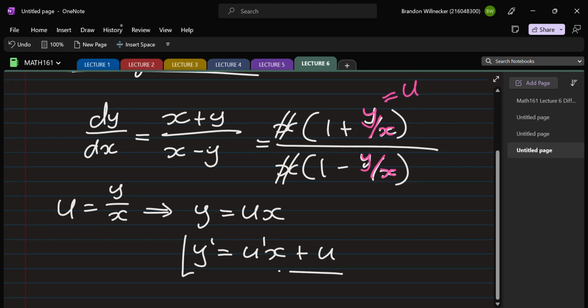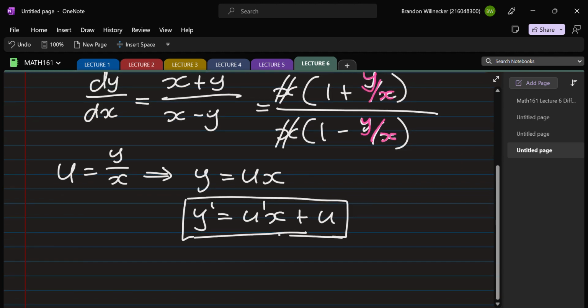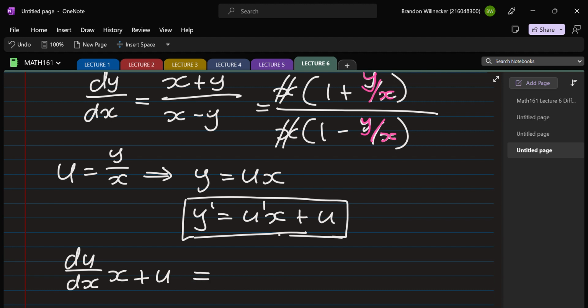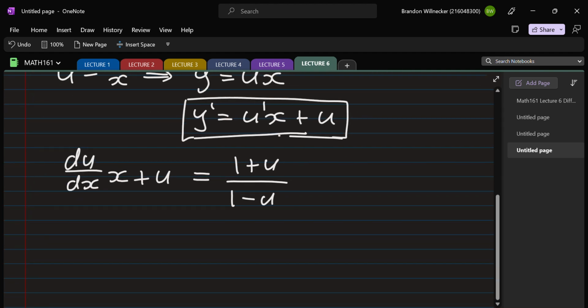So we end up with this as our y prime. Okay, but now in terms of this u variable. So the left-hand side we can replace with this. So we have du by dx times x plus u is equal to 1 plus u, because we made the change, divided by 1 minus u, again with that change of variables there. Okay, so this doesn't look any easier than what we started with, but we can simplify this and we'll see that it does become easier.